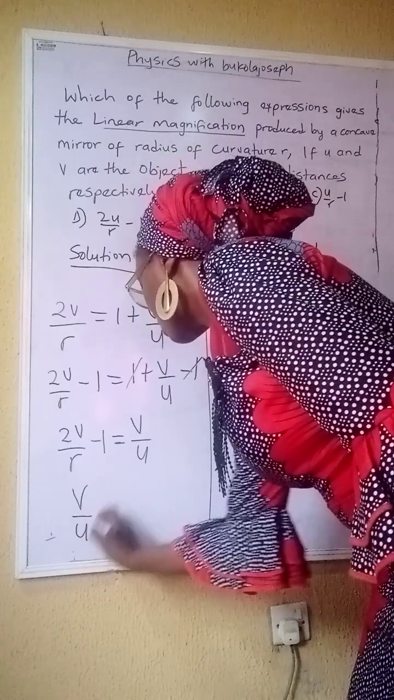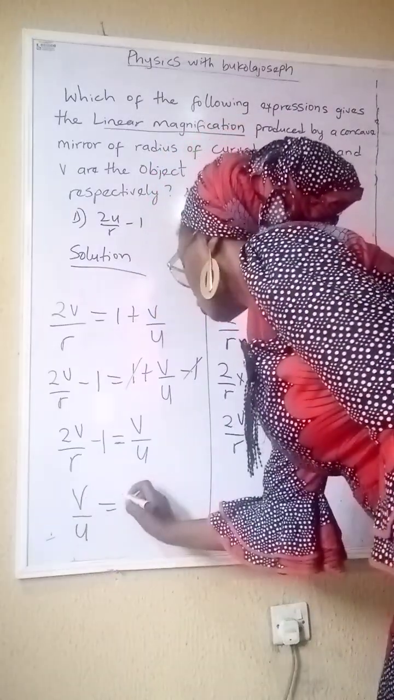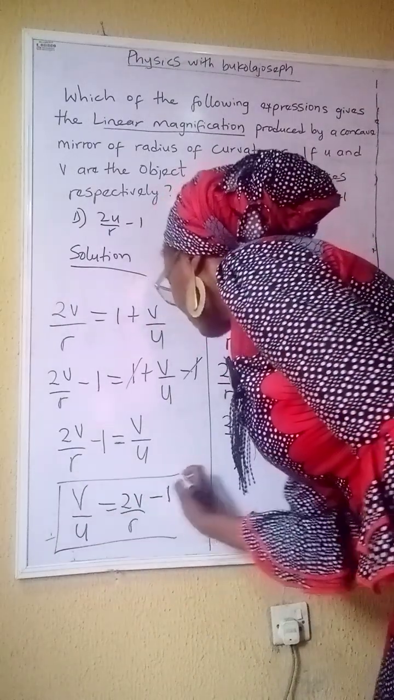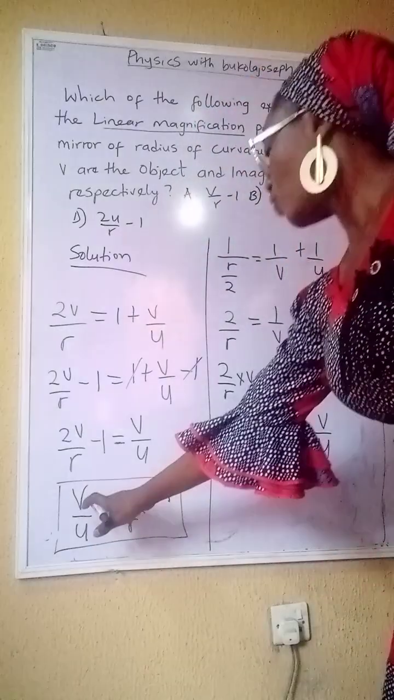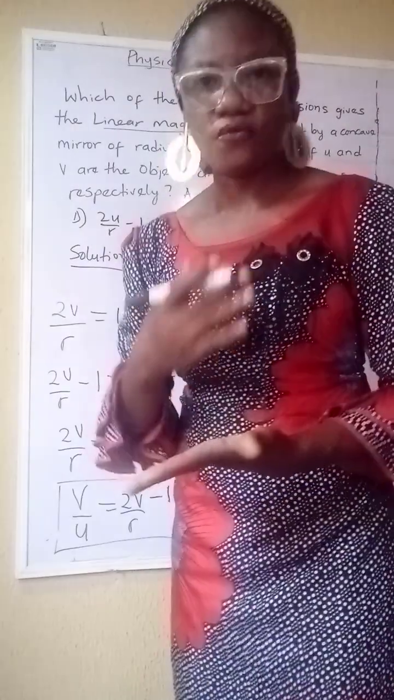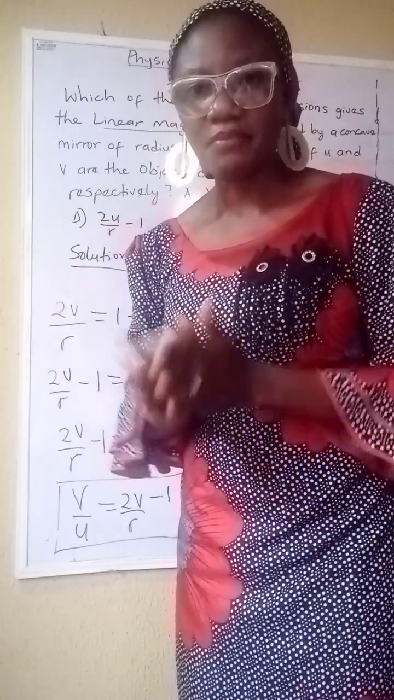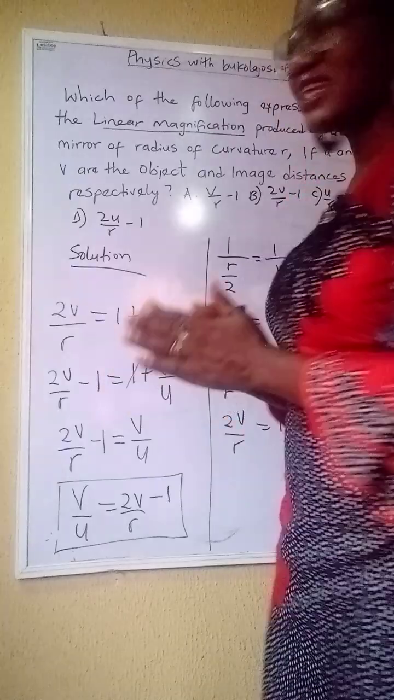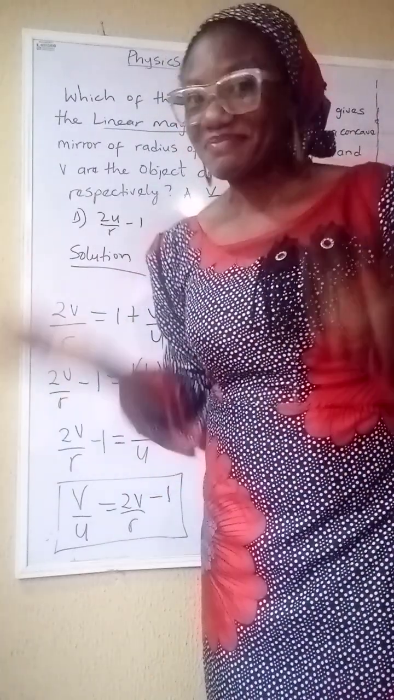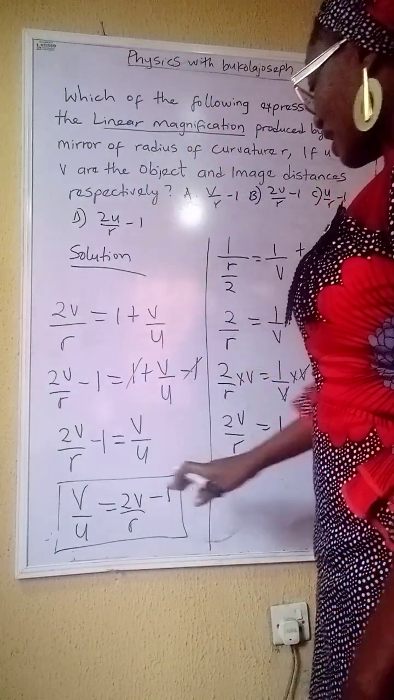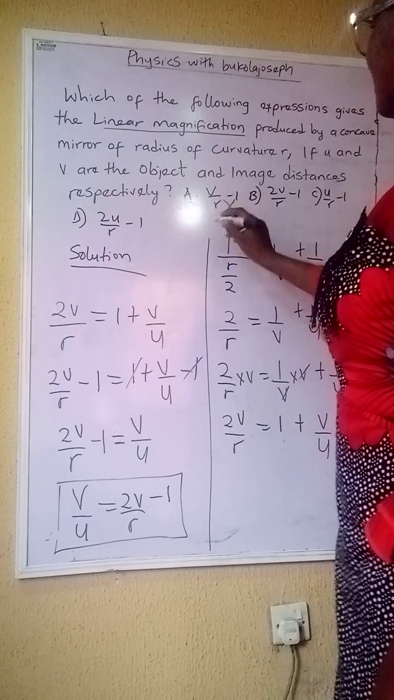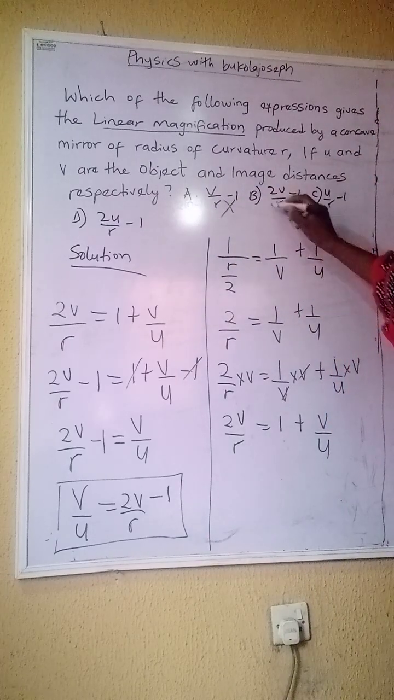So we have V over U, which is the magnification, equal to 2V over R minus 1. This is the final answer: V over U is equal to 2V over R minus 1. Of course, you know that V over U is the same thing as magnification. So let's check our options to see if we got this answer. Maybe we'll find our option, maybe we won't. So let's see. We have 2V over R minus 1. V over R minus 1, no. 2V over R minus 1, yes.